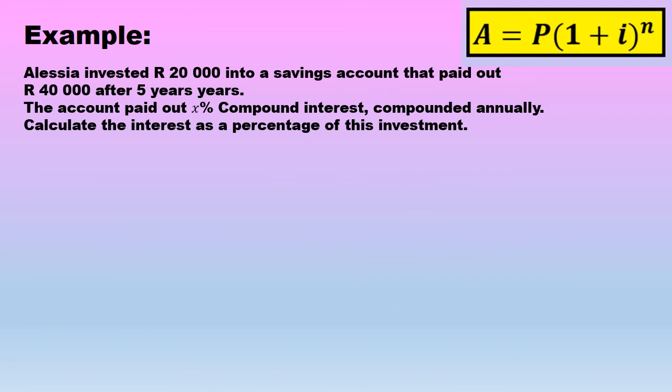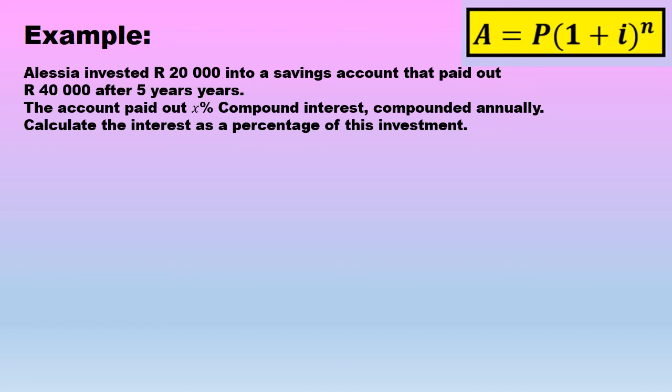Okay, let's look at another example. Now they say to you, Alessia invested 20,000 Rand into a savings account that paid out 40,000. Wow, so they gave me A and P. A is 40,000, the future amount, and P, the present amount, is 20,000 Rand. And that is after 5 years. So we've got the N as 5 years.